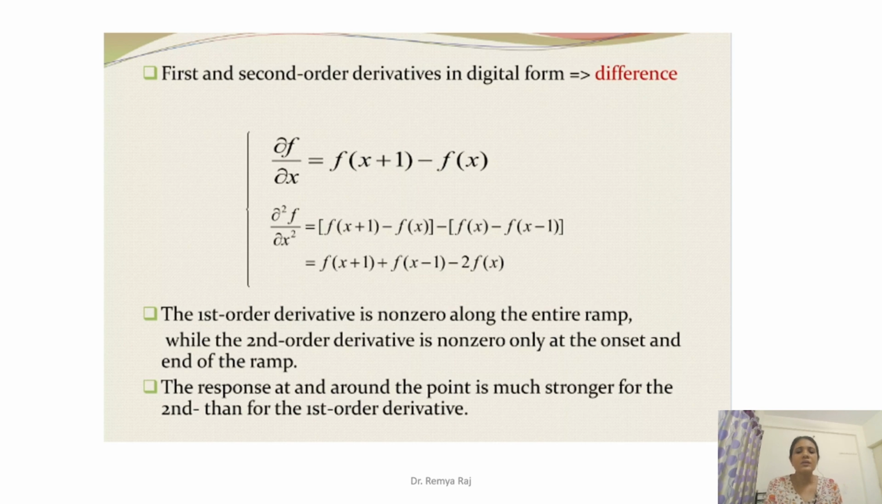The first order derivative is non-zero along the entire ramp, while the second order derivative is non-zero only at the onset and at the end of the ramp. That is the main difference between the two. That means the second order derivative gives more fine details wherever the transitions or discontinuities occur. The response at and around the point is much stronger for the second order derivative than the first.